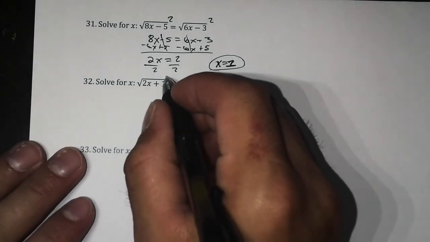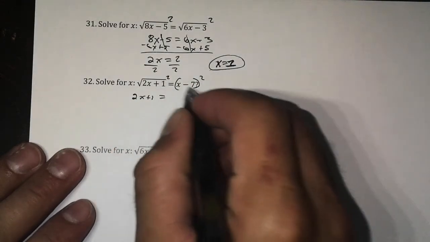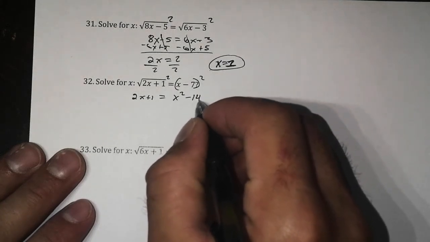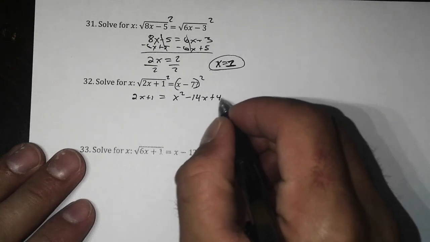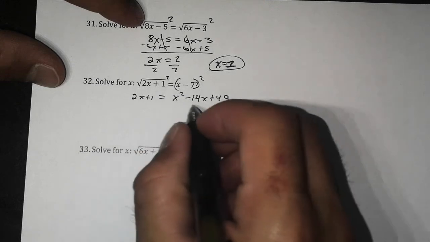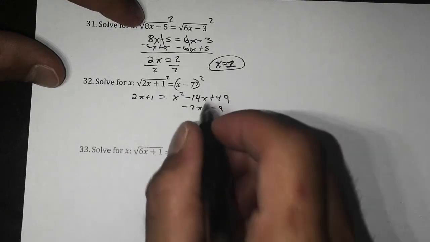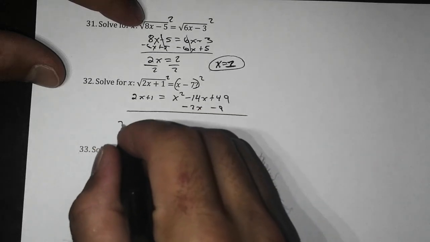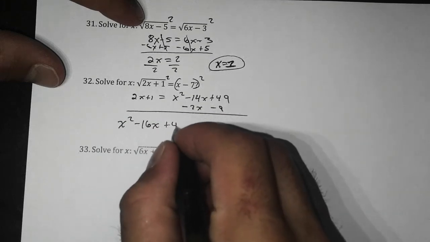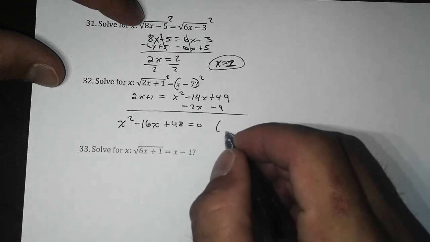$32, so we want to square both sides. 2x plus 1 equals, when I square this, I get x squared, double the 7 is minus 14x, and square the 7 is plus 49. So what I have to do next is bring both of these over. So I have minus 2x and then minus 9. So what I get is x squared minus 16x plus 48 equals 0. We factor this.